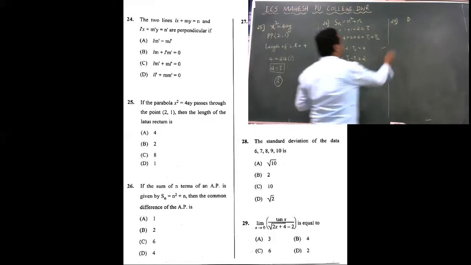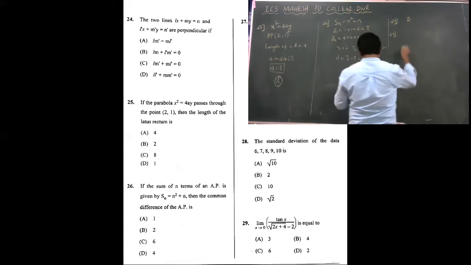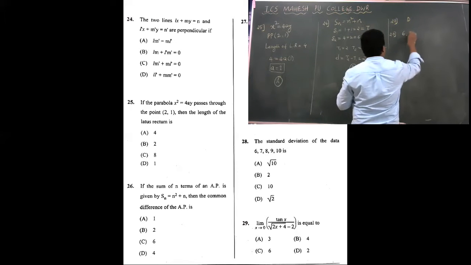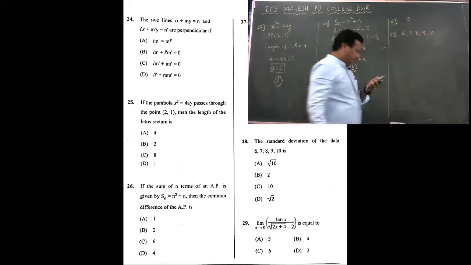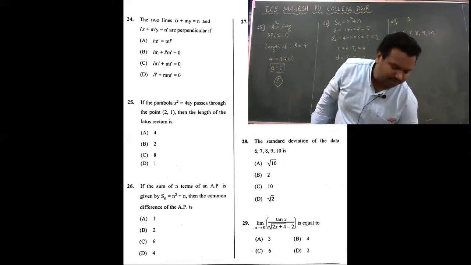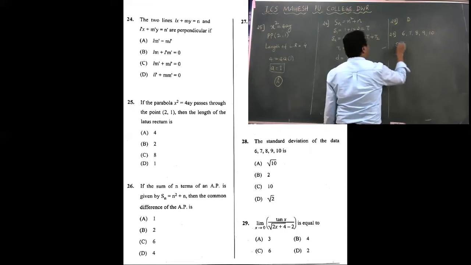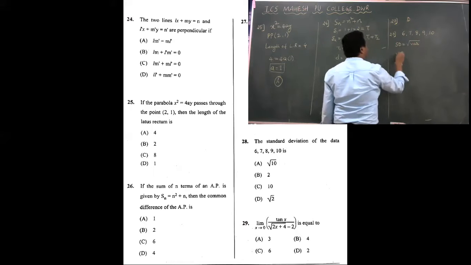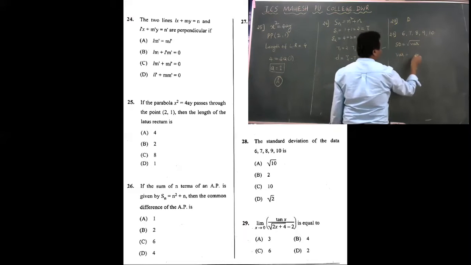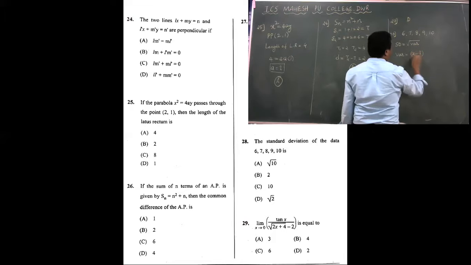So next, go for the 28th question. What is the standard deviation of the data 6, 7, 8, 9, 10? Okay. So standard deviation is asked. To find the standard deviation, we all know standard deviation is always equal to the square root of variance, and variance is always equal to the sum of (x minus x bar) whole square divided by n.